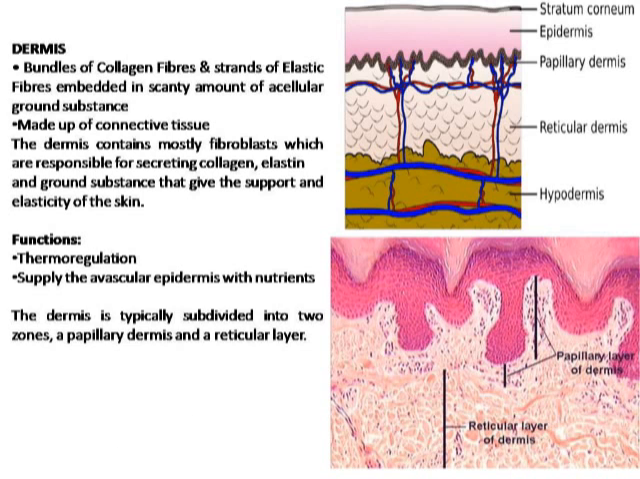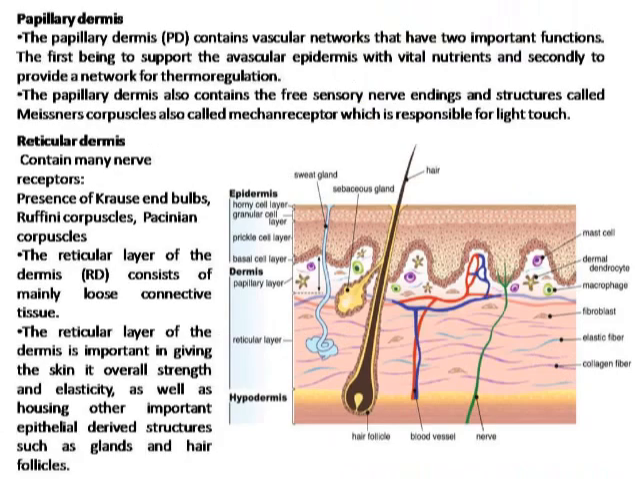Coming to the papillary dermis layer, it is made of loose areolar connective tissue, which means the collagen and elastin fibers of this layer form a loose mesh, and this superficial layer of the dermis projects into the stratum basilae of the epidermis to form finger-like dermal papillae.